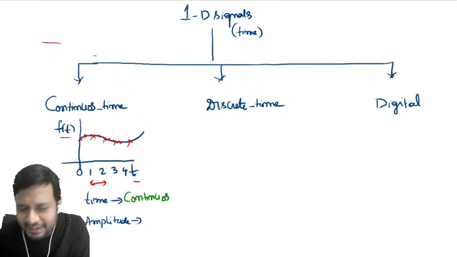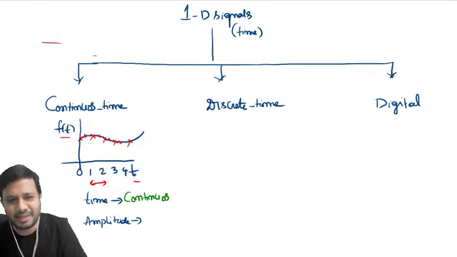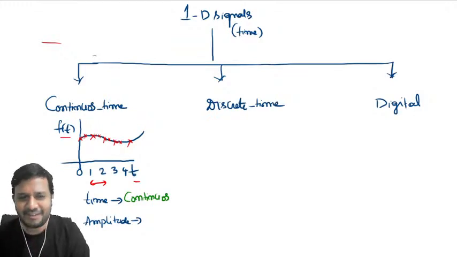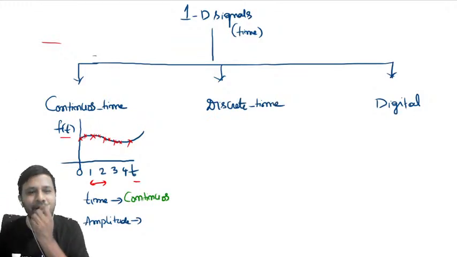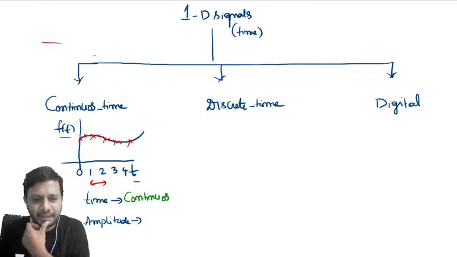Continuous means it can take any value. My dear students, continuous means it can take any value on the time axis. Now coming to the dependent variable, what about amplitude? Amplitude can take any value.